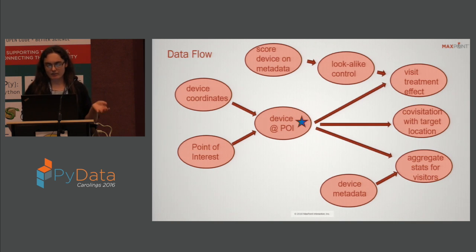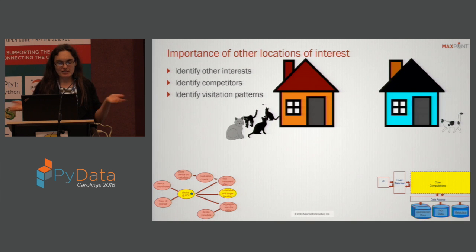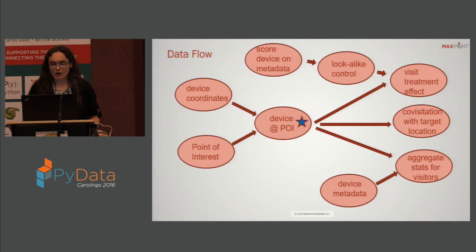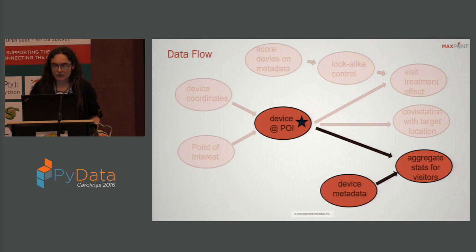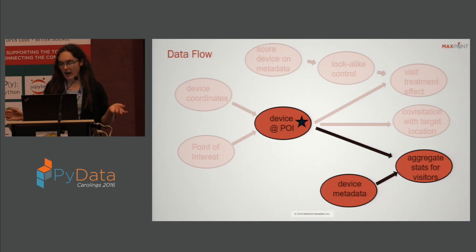So that's the basic idea of co-visitation, and it's basically just aggregating up your data again once you have your devices at some point of interest. So now we can get into some interesting other aggregate statistics for visitors using the device metadata that we might have.